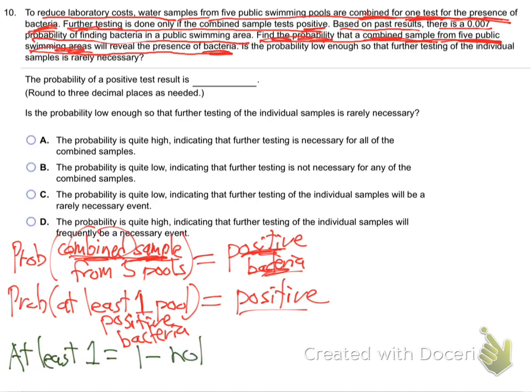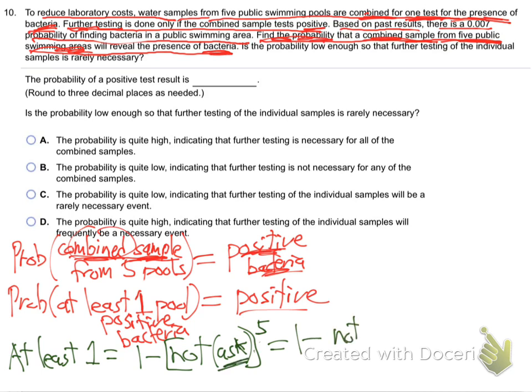1 minus not, whatever they're asking, times not, whatever they're asking, times not, whatever they're asking, times not, etc. Well, and how many of these do we do? 5 of these, because there's 5, so I can do it this way to make this more quick and convenient. Just do that to the 5th power. So it's going to be 1 minus not whatever they're asking.